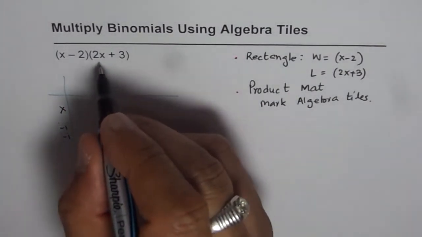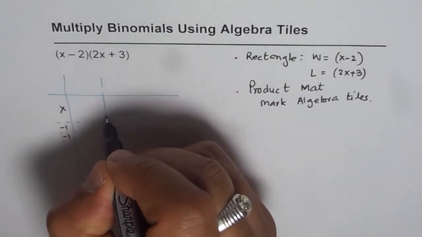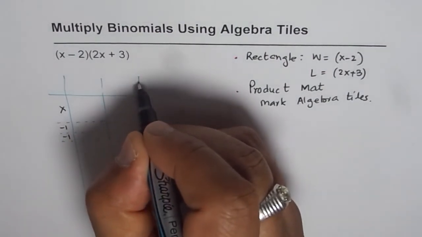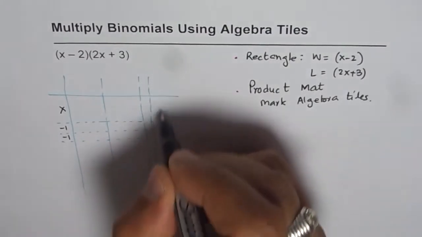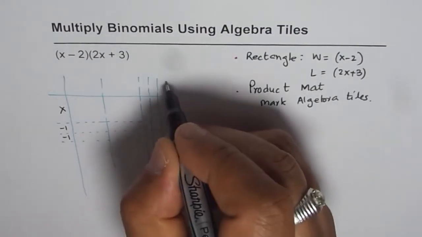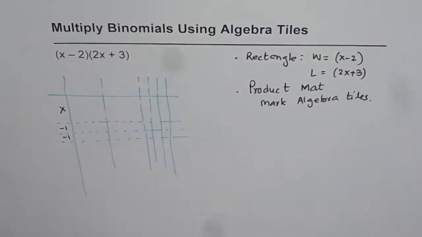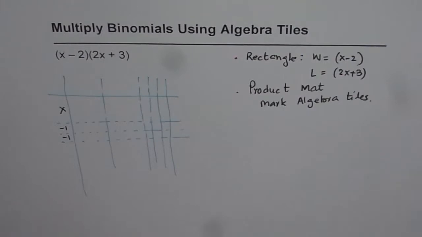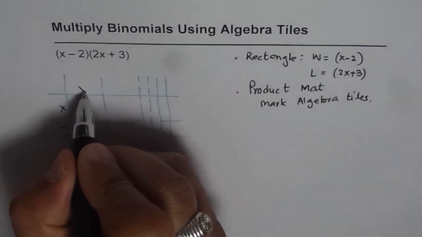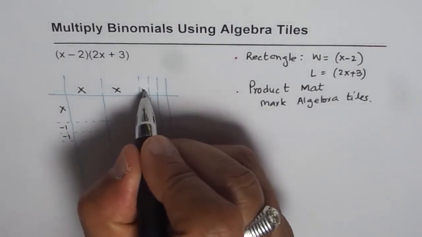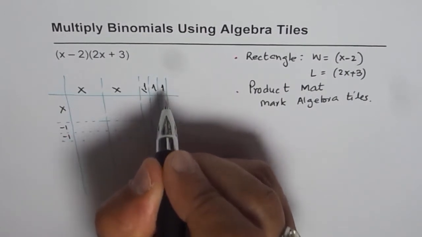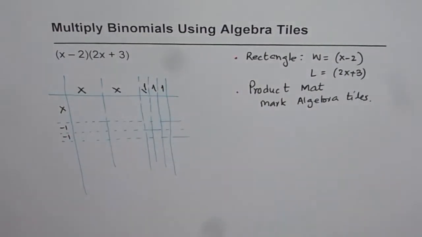Now length is 2x. So we have first, this is 1x. Then we have 2x, right? So that is 2x and 3 units. 1, 2, and 3. Now these guidelines will help us to really fit in the algebra tiles, right? So what we have along the length is 2x, that is x and x, that is 2x, and plus 3. So, okay, so 1, I should write plus 1, plus 1, plus 1. So these are my 3 units.